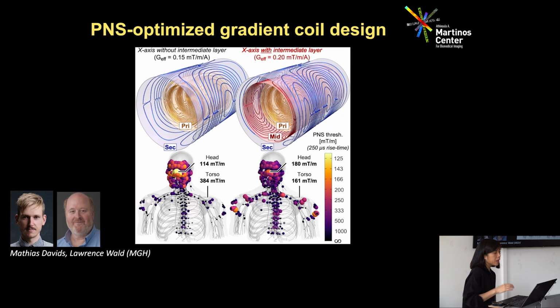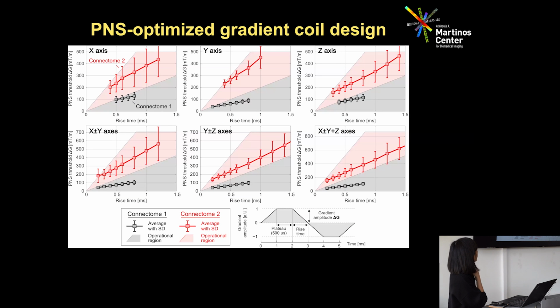And the proof of this optimization really was in the volunteer study that Siemens did on the Connectome gradient coil in the factory before they delivered it to us. They basically measured peripheral nerve stimulation thresholds in 24 healthy volunteers. And these are the data coming out of that volunteer study.